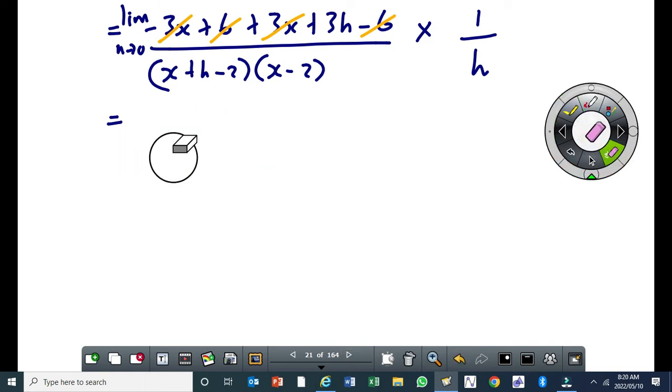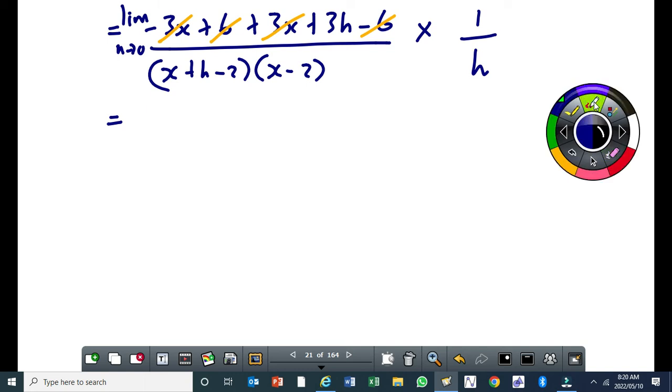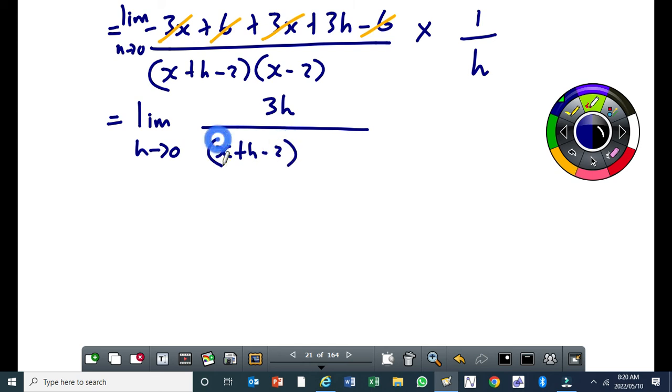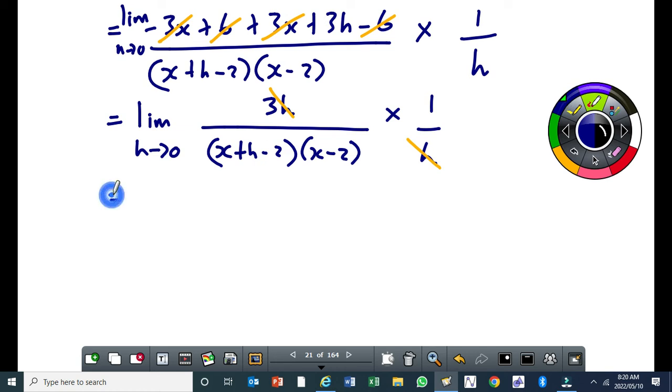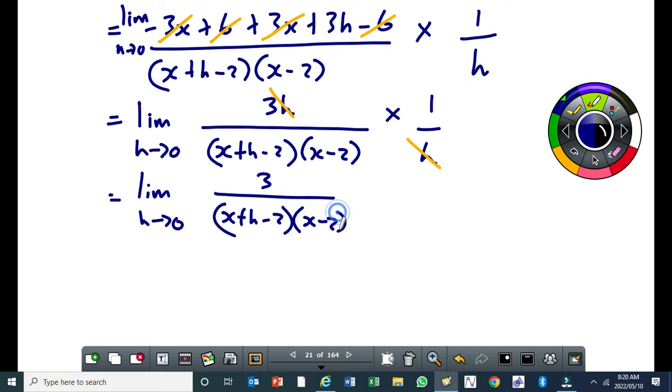I'm taking this out so that I can write the correct notation. Right? I have to write limit as h tends to 0 because I haven't substituted h equal to 0 as yet. Right? So you get 3h over x plus h minus 2 times x minus 2 times 1 over h. And then this h and that h cancel out. Okay? So our new gradient will be limit as h tends to 0 of 3 over x plus h minus 2 times x minus 2.